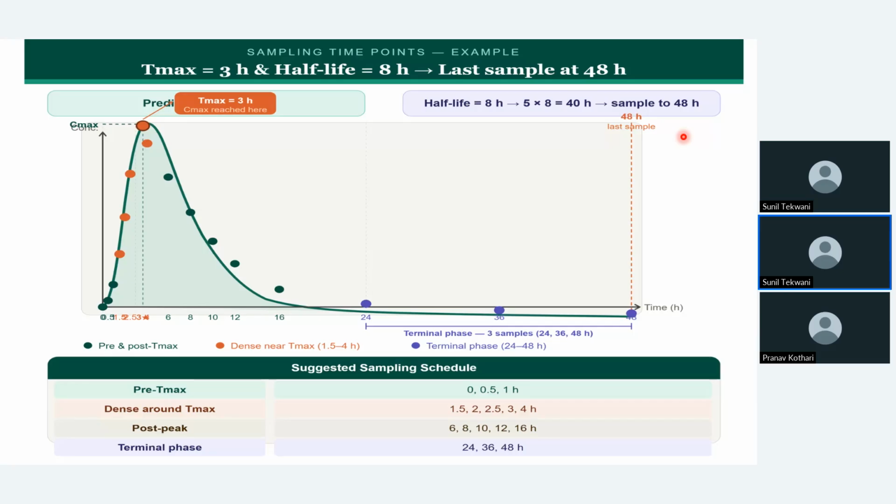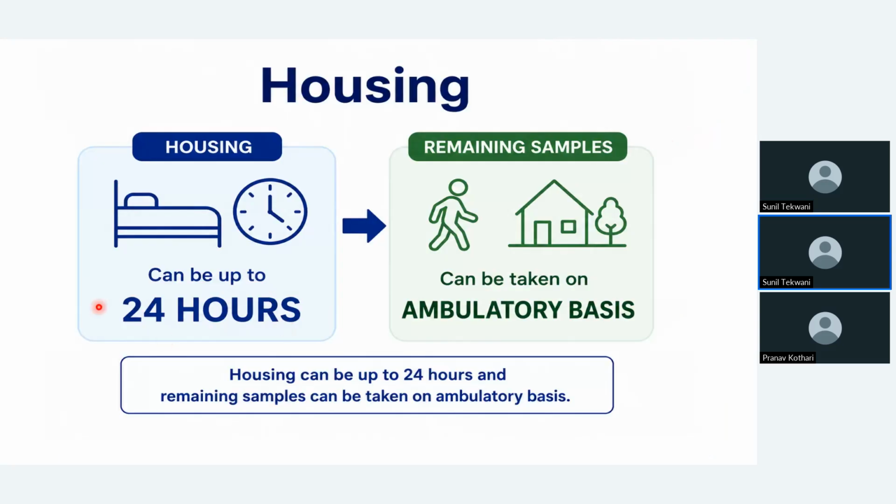But the subject will not be asked to stay 2 nights till Wednesday. They can leave at 24 hours, and the sample of 36 hours, that means 8 p.m. Tuesday, and 48 hours, that means 8 a.m. Wednesday, they can come and give on an ambulatory basis. This is mobile basis. They come, give the sample and go back home. This is known as an ambulatory sample. So housing is required for 24 hours. The remaining samples can be taken on an ambulatory basis.